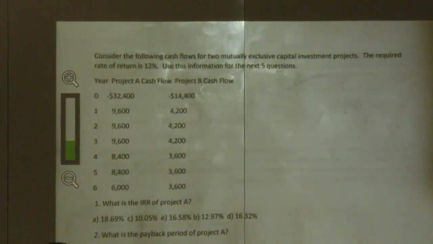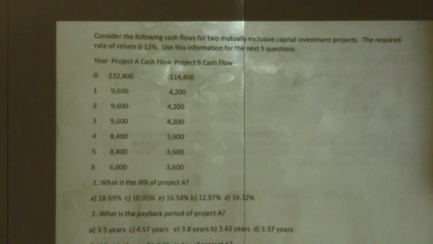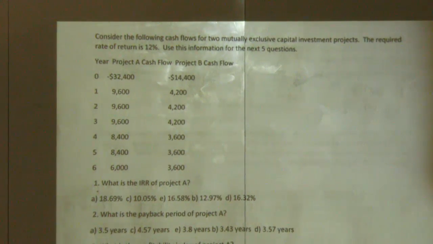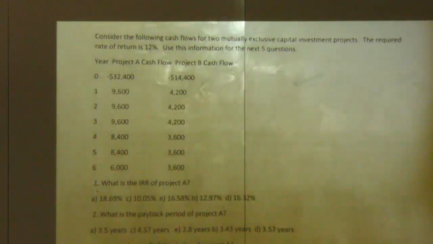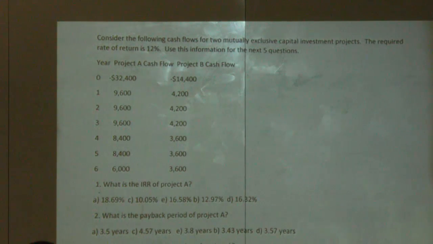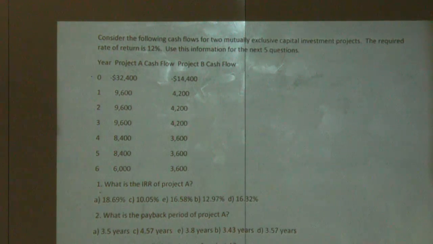Alrighty. So here we have two different projects. We've got to choose between one or the other because it's mutually exclusive. Here, what is the IRR of the project? So you're going to use your cash flows button and input them one year at a time. We only care about the IRR of project A, so you're just going to do a cash flow of negative 32,400 and put in all these positive cash flows accordingly.